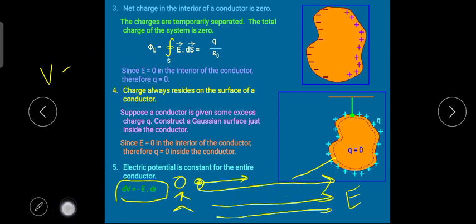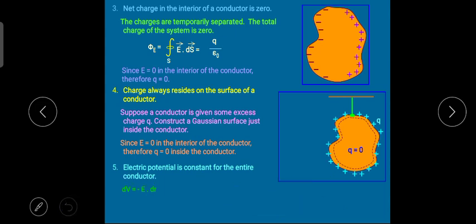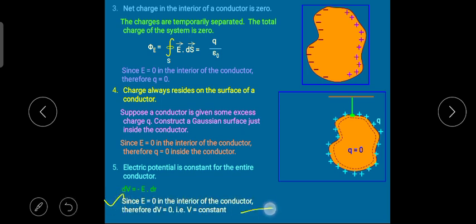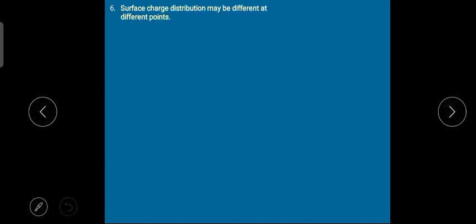But अगर आप किसी सरफेस पर बात कर रहे हैं, if you have applied potential to any surface, that means it will be of constant value. Since E is equal to 0 inside the conductor, therefore dV, putting E equal to 0 in this, becomes 0, and this will give rise to the equipotential surface which we have discussed earlier in the class. So V becomes constant.